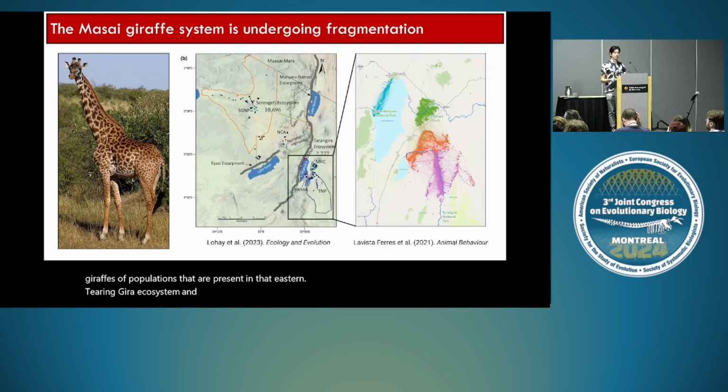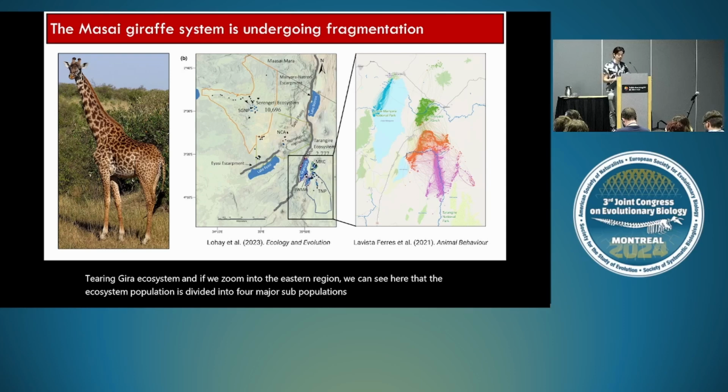And if we zoom in to the eastern region, we can see here that the ecosystem population is divided into 4 major subpopulations. And they're on this map in blue, green, orange, and pink. And while there may be significant geographic overlap in the extent of each subpopulation's range, it's important to note that the strong social structure of Maasai giraffe generally inhibits mixing between the subpopulations. So therefore, we can consider each subpopulation as a distinct deme.